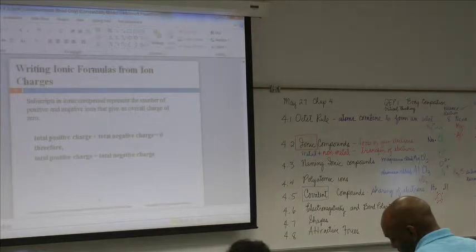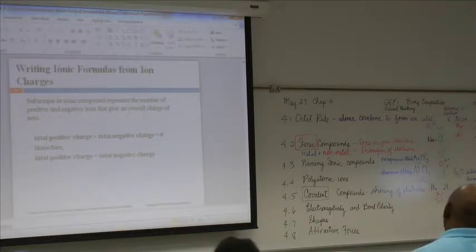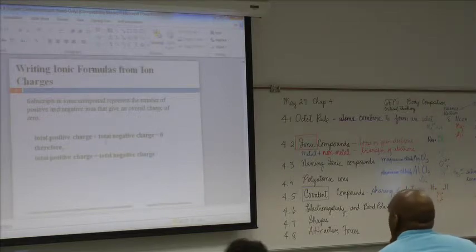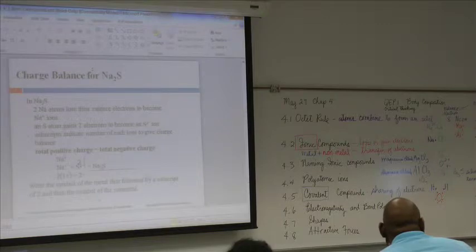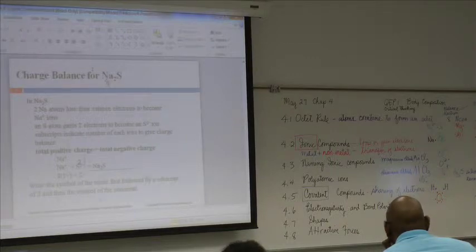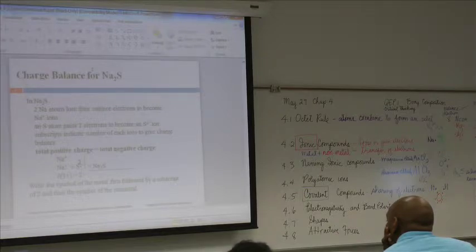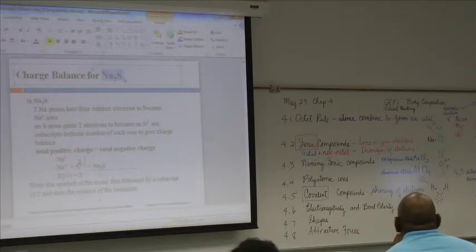So how do we go about writing ionic formulas? We write down the metal and then the non-metal. We don't bother about the numbers when naming; we just say aluminum chloride, sodium chloride. Okay, here's another one. Since sulfide is 2- and sodium is 1+, we have to write down Na2S. How would we name it? We just say sodium sulfide. So you say the metal and the non-metal. That's for the ionic compounds.